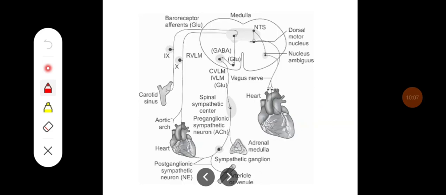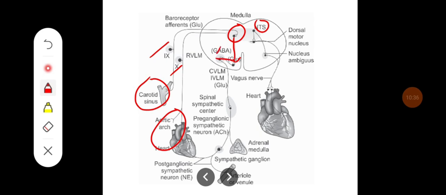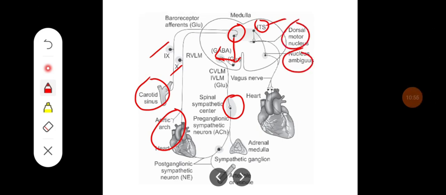This diagram shows the baroreceptor or sinoaortic reflex, or Marey's reflex. Whenever blood pressure increases, the baroreceptors in the carotid sinus and the aortic arch send impulses to the nucleus tractus solitarius by the 9th and 10th nerves. When the NTS is stimulated, it stimulates the depressor area. The depressor area in turn inhibits the pressor area, which inhibits the spinal sympathetic center, and it decreases the sympathetic drive. The stimulated NTS also stimulates the nucleus ambiguus and dorsal motor nucleus, which are nuclei of the vagus, having a negative effect on the heart. Ultimately, they decrease the blood pressure and decrease the heart rate.